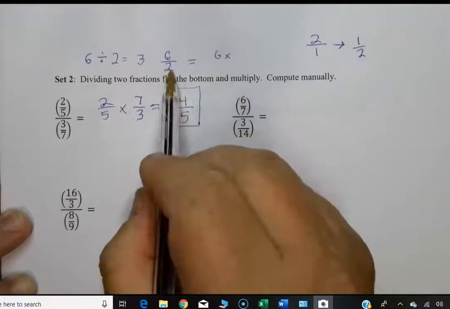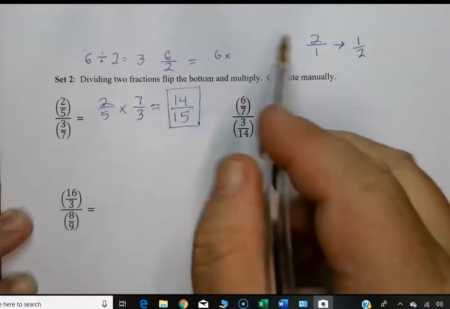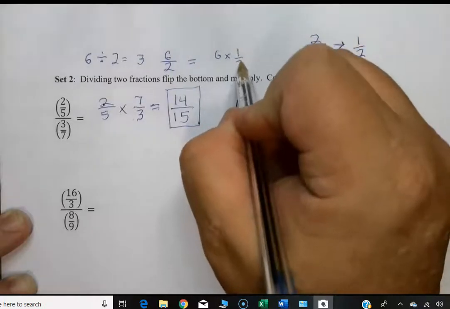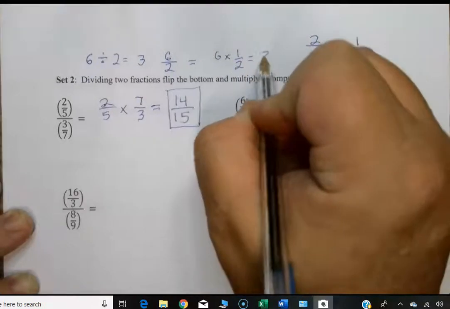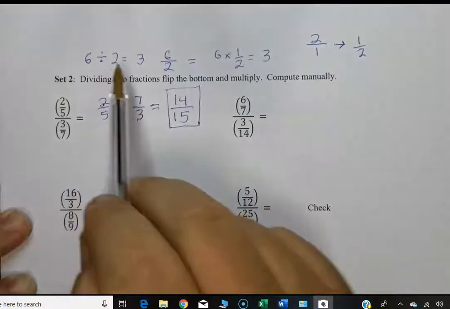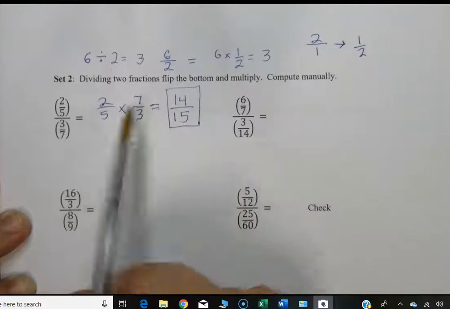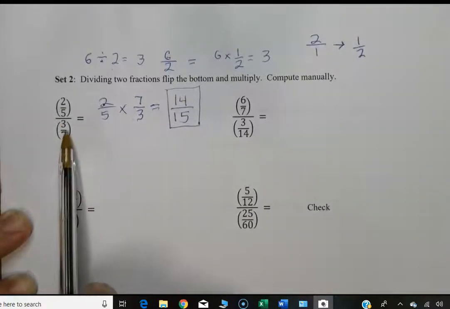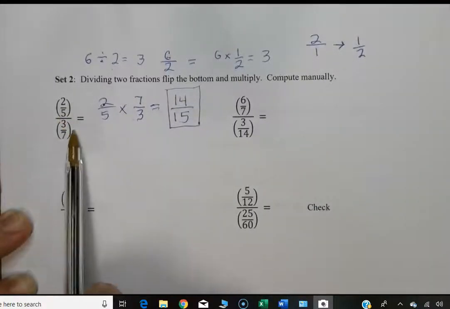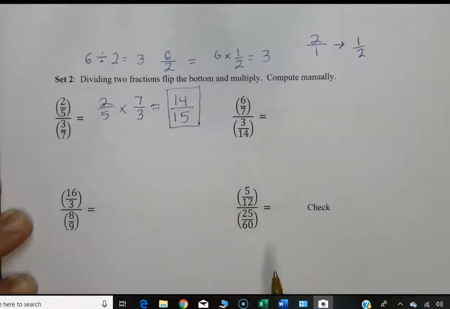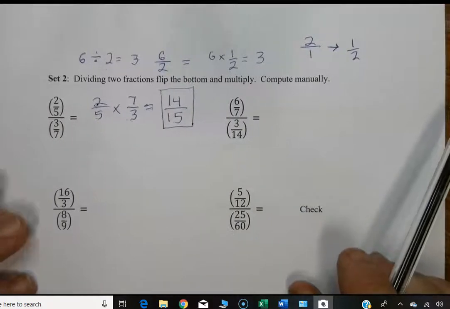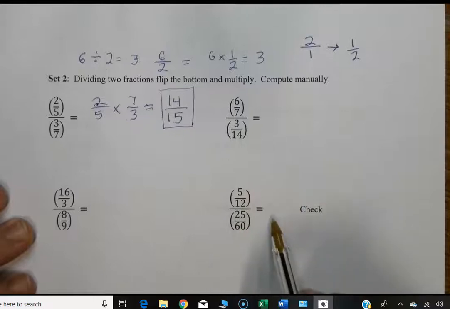So dividing by a number is the same as multiplying by its reciprocal. So 6 times 1/2, 1/2 of 6, is 3. So whether we say 6 divided by 2 or 6 times the reciprocal of 2, 1/2, we get the same answer. So by taking the reciprocal of this and multiplying this by the reciprocal of this, it gives us the answer. That's why flipping works. Okay, let's go ahead and do this one.